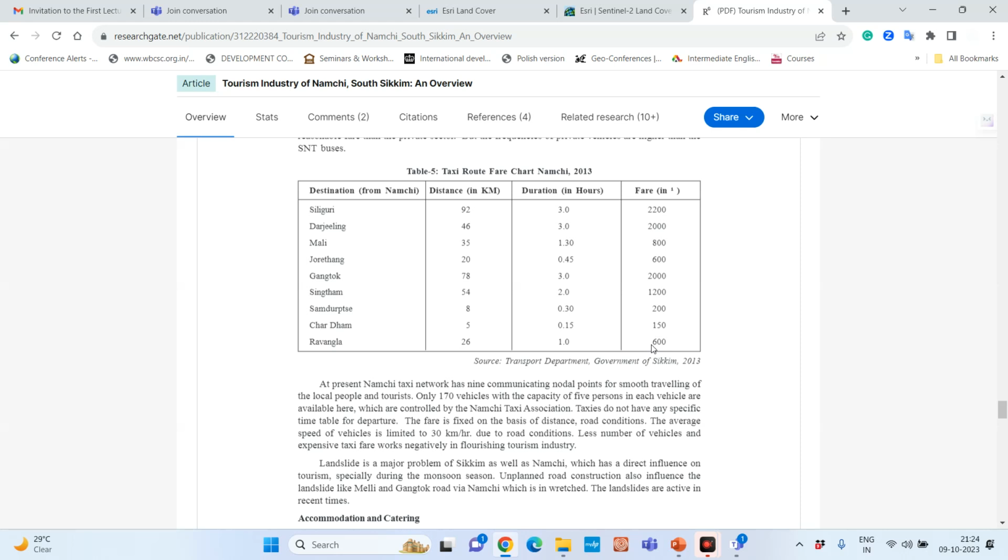If you want to pick someone from Darjeeling, you need to take 2,000 rupees. If you want to pick someone from Chardham, you need to take 150, because you have the map. And if in your car there is a GPS, it is a practical thing.